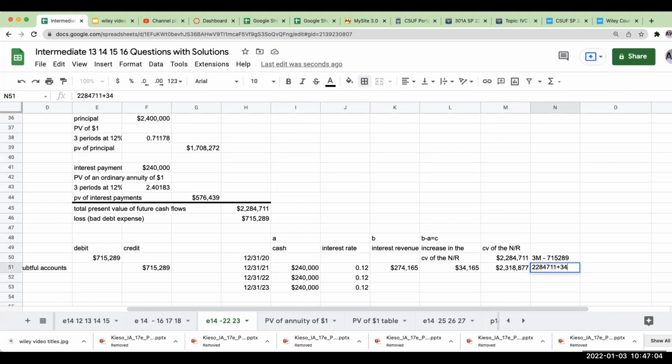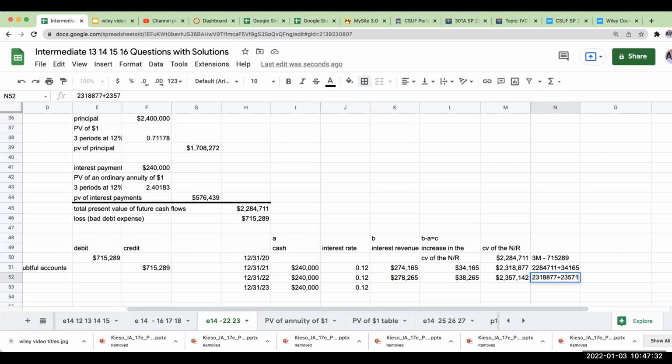plus $34,165. Okay, my interest revenue for the next period is going to be $2,238,000 times my interest rate. So my interest revenue is $278,265. Subtract this through, I get $38,265. So my carrying value of my note receivable is always increasing because ultimately I want to get this up to 2.4 million.